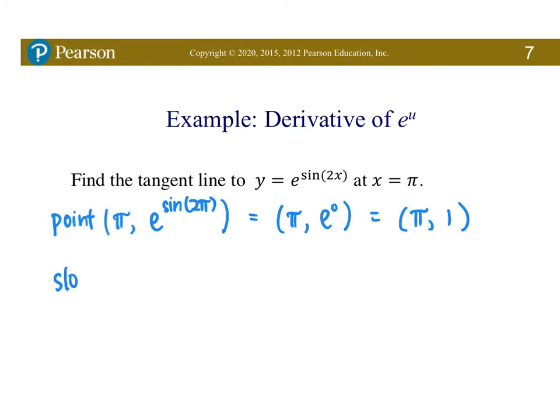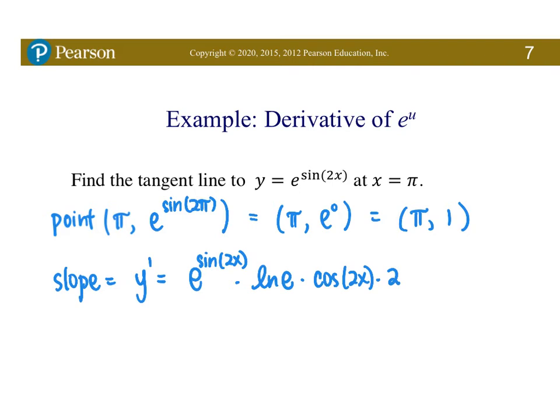The slope would be the value of y prime. So the first step is e to the sine of 2x is part of its own derivative, times the natural log of e, times the cosine of 2x, times the chain rule of 2. We know that this is going to be 1, but we want to know what will happen when we plug pi into all the rest of these. So e to the sine of 2 pi times the cosine of 2 pi times the value of 2.